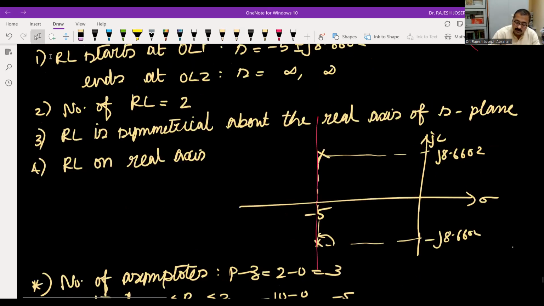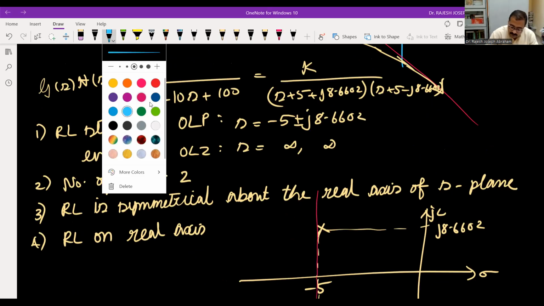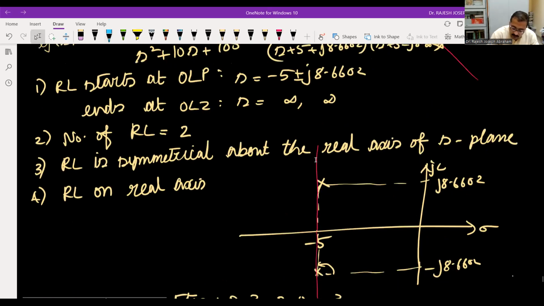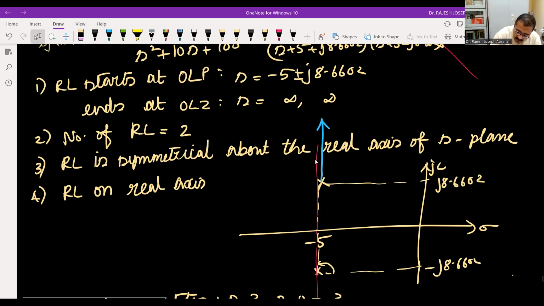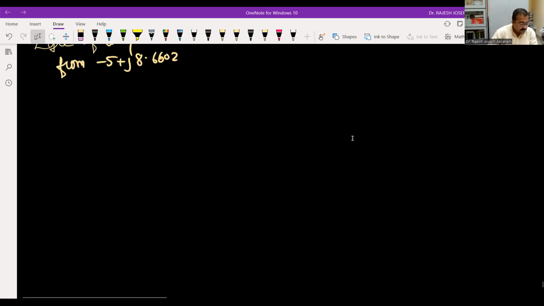So what will be the root locus plot? It will be something like this. One will go like this, one will go like this. This will be the root locus plot. If you do it in MATLAB, you will get the exact shape. You can try drawing it on a linear graph sheet. Let us take another example.